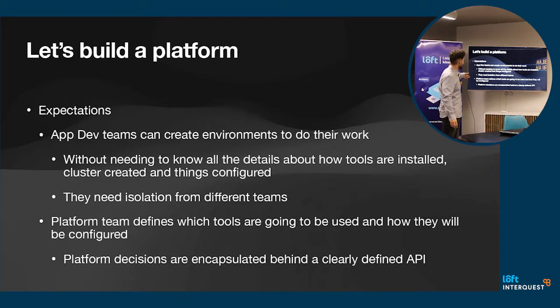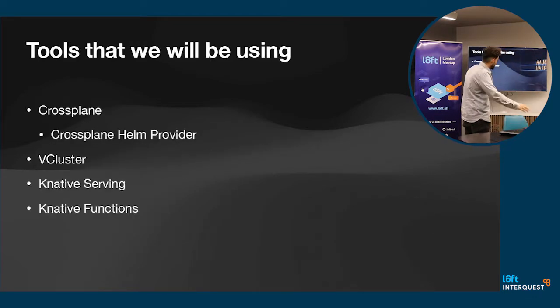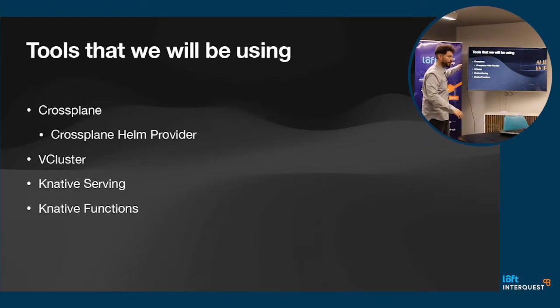And then you will have a platform team that will be creating that platform, deciding how all these tools are going to be configured and defining this kind of API to say, okay, if you need an environment, this is the kind of request that you need to send me, and I will send you back the credentials for accessing this environment. So in order to build a platform with these expectations, application development teams requesting environments, platform team exposing an API, we are going to be using these tools.